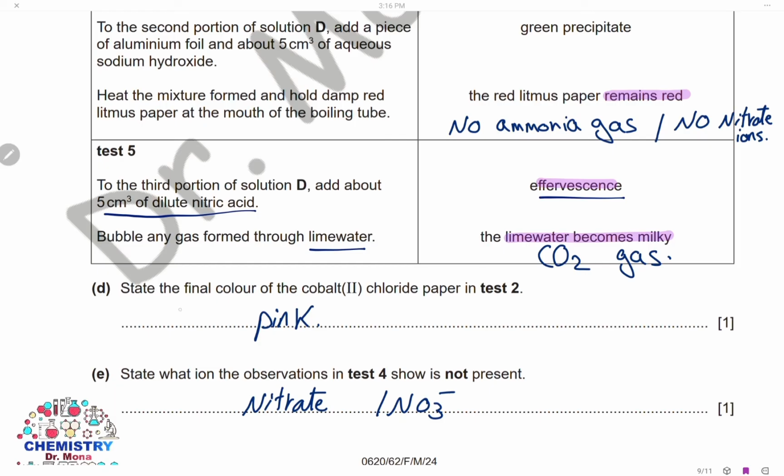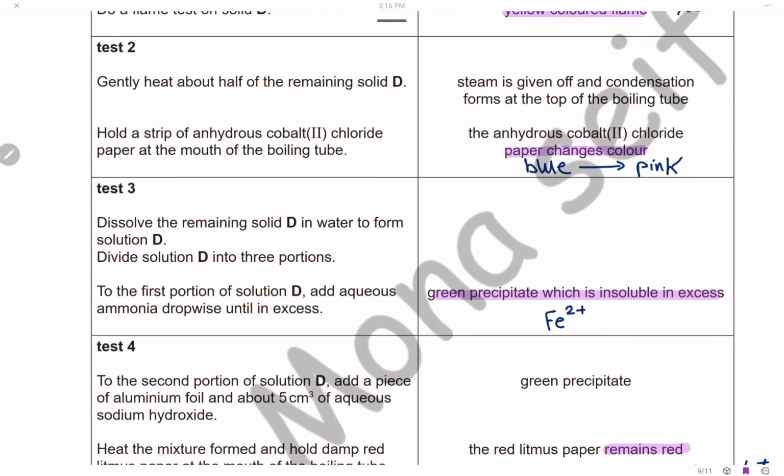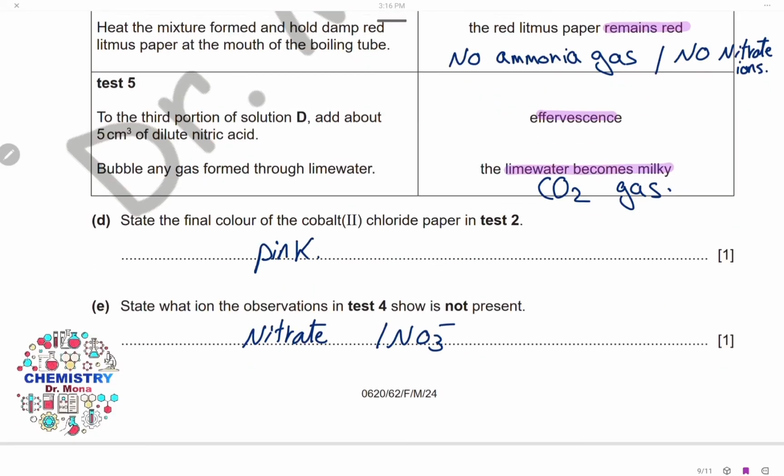The first question is, state the final color of the cobalt(II) chloride paper in test 2. Here we can see that the anhydrous cobalt chloride changed to hydrated cobalt chloride, so the color changed from blue to pink, and the final color will be pink.